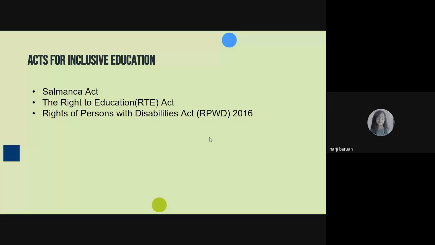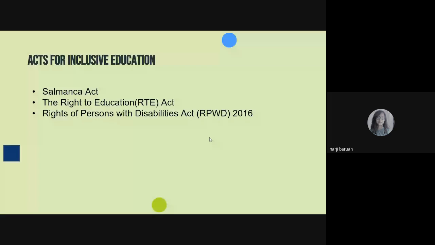Salamanca Act, Right to Education Act, which you all know, Rights of Persons with Disabilities Act 2016. I won't go into details of these acts, I assume that you all know. Here, the Right to Education Act 2009 was enacted on 4th August. It implies diversity in education. It supported the zero rejection policy. It says that all the students have the right to full-time elementary education.